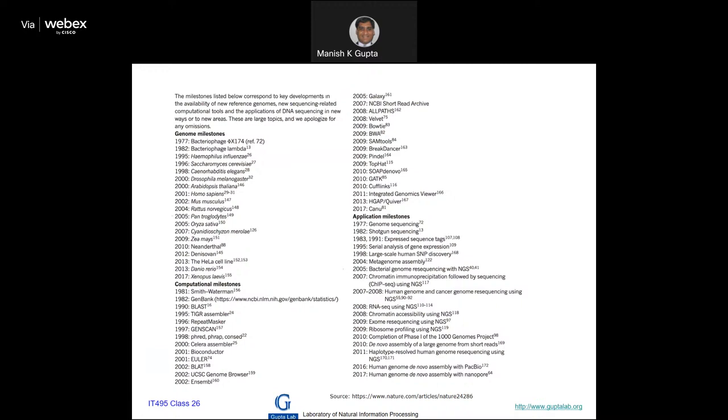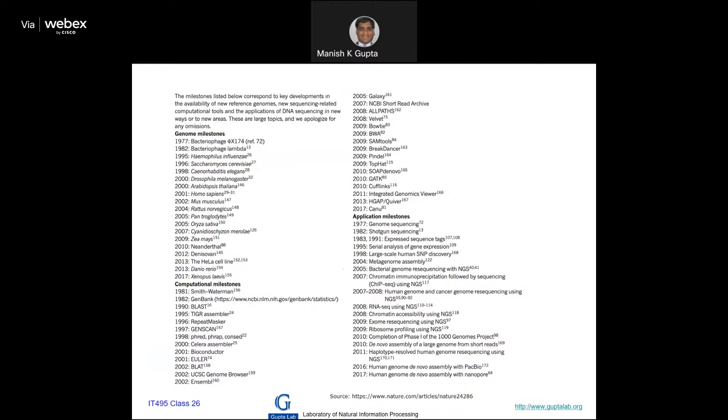If you see, there are a couple of milestones which you probably should remember, even if you are a computer science student. For example, in 1977, the bacteriophage virus φX174 was studied, right? Then in 1982, bacteriophage lambda, which infects bacteria. Then the influenza virus in 1995, okay? Then yeast. C. elegans is a very, very important one, which was sequenced in 1998.